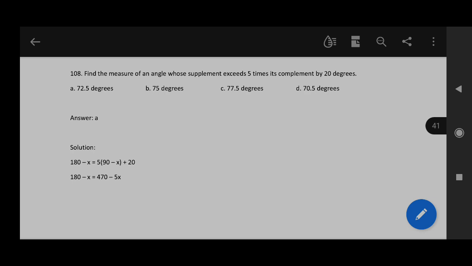180 minus x, because supplement, right, is equal to 5 times its complement. It exceeds by 5 times. So, 5 times the quantity of the complement, 90 minus x, by 20 degrees, so you add 20. So, basic algebra: 180 minus x equals 470 minus 5x, because what happens there is the 5 distributes to the parenthesis. Then you add 20, so it becomes 470 minus 5x.